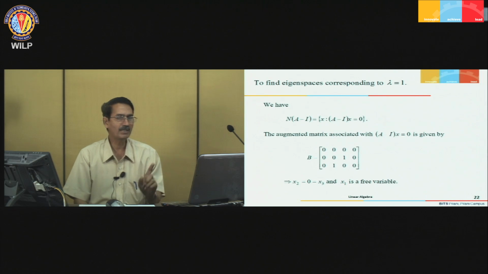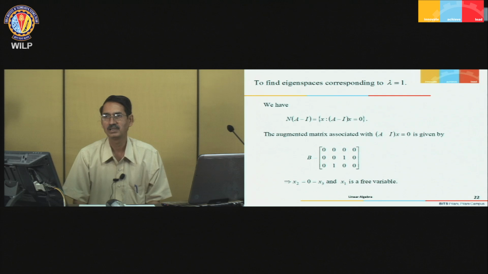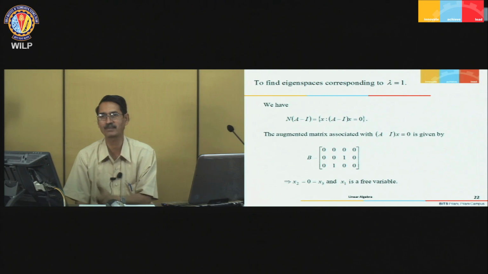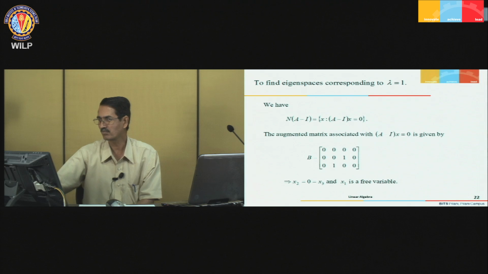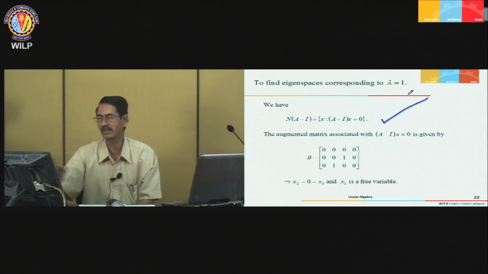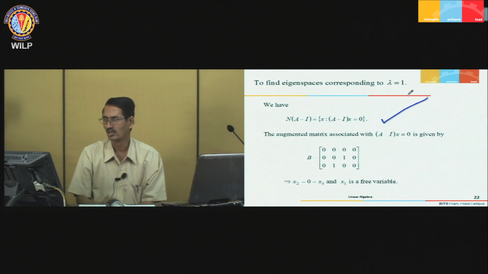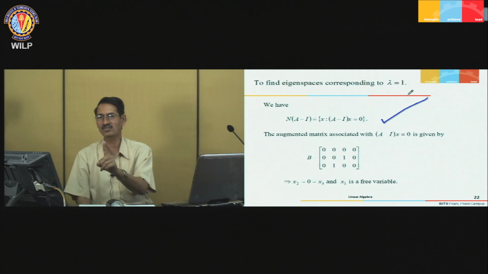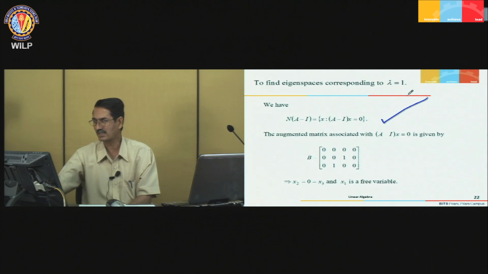Lambda equals 1 is also an eigenvalue. Let us see how to find the eigenspace corresponding to lambda equals 1. Lambda equals 1 means the null space of A minus lambda I, with lambda equal to 1, so the null space of A minus I. The null space of A minus I means the set of all x where (A minus I)x is equal to 0. So let us solve (A minus I)x equals 0. What is this matrix?